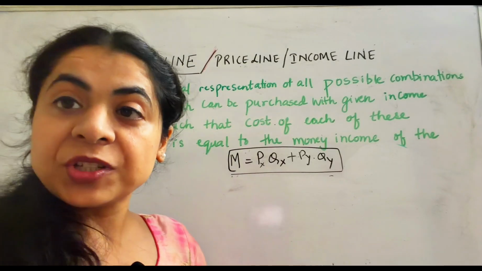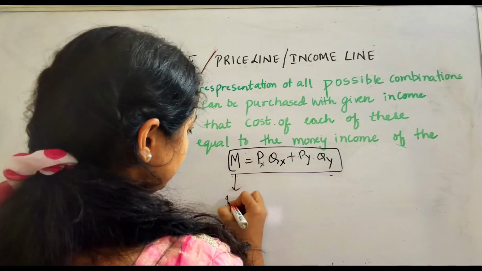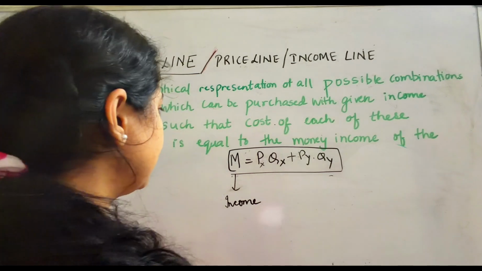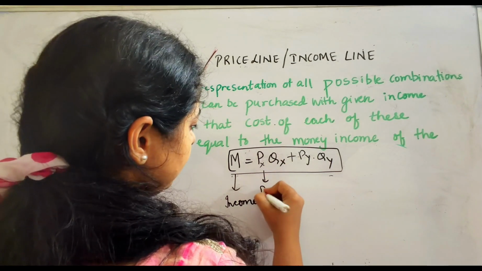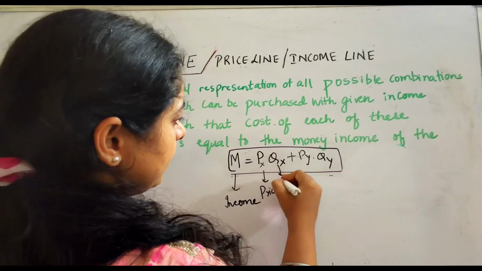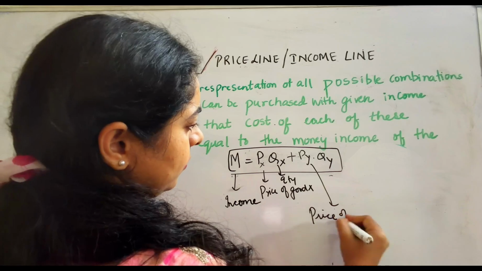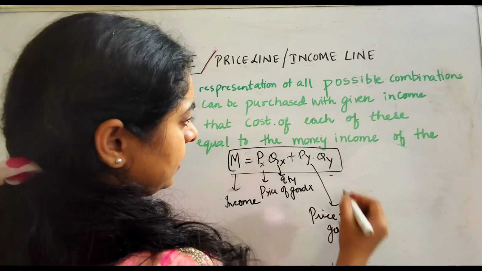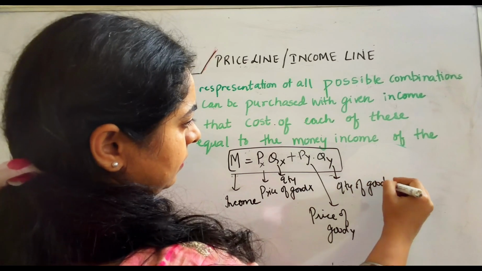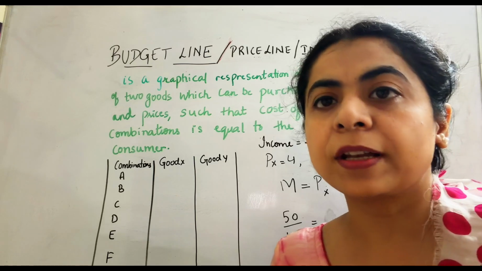This is the equation of budget line where M represents income of the consumer which he is going to spend on these two goods, and Px is price of good X, Qx is quantity of good X, then again Py is price of good Y, and this is quantity of good Y. Let's understand the concept of budget line using an example.